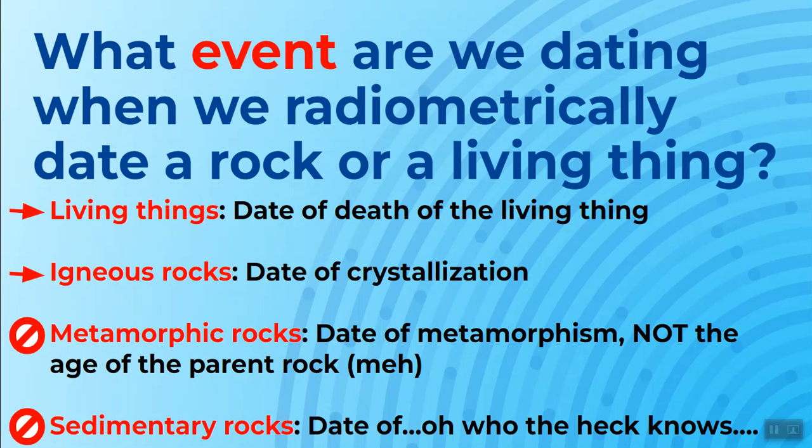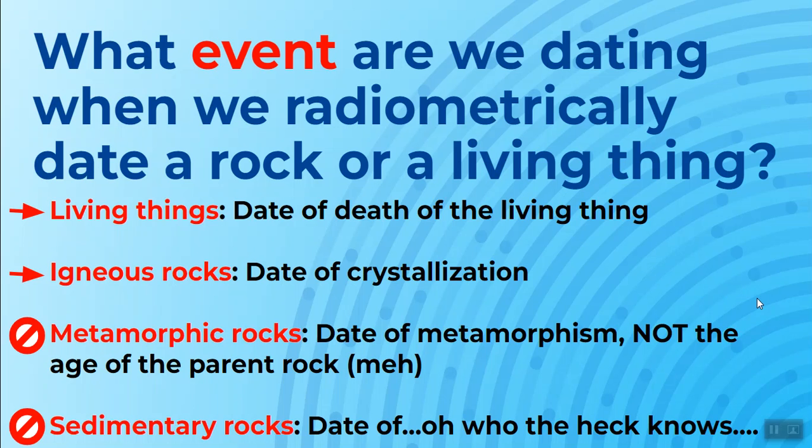Metamorphic rocks. If we try to use radiometric dating to date metamorphic rocks, what are we dating? Well, we can't go back to the parent rock. The metamorphism erases and kind of resets the clock on radiometric dating. We're actually dating the date of metamorphism, which, how useful is that? Maybe not so useful. That could happen over time. It's kind of complicated, and so we really are not able to use radiometric dating very effectively for metamorphic rocks.